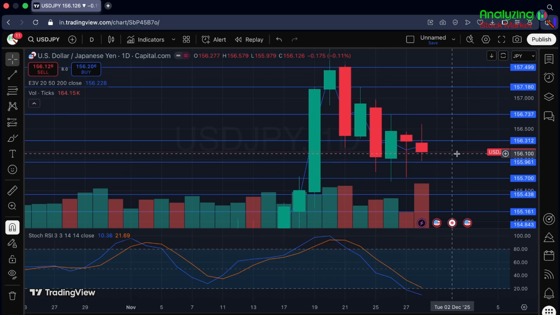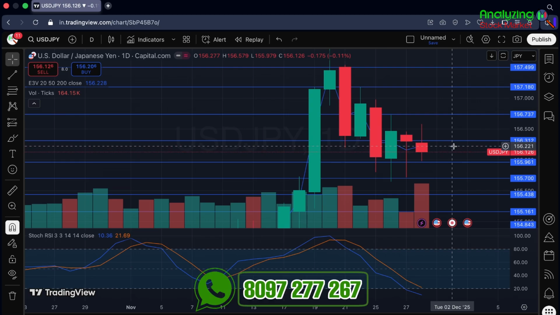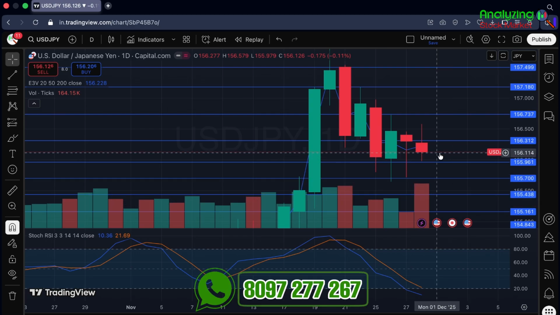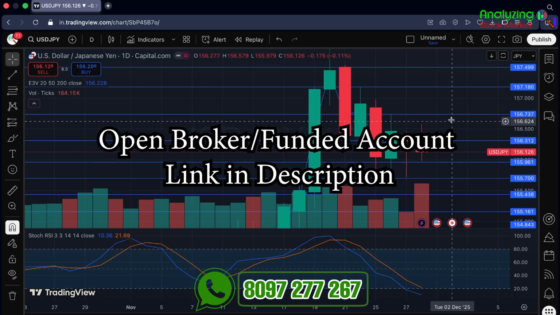So now let's talk about my opinion on the USD JPY pair for this week. According to the previous week closing, I'm expecting a positive move in this trend, that is 156.312 to 156.737. I'm expecting a positive closing in this range for this week. If you're going for any short trade, then you can go for a short trade till 155.961. If a one-day candle or 4-hour candle gets closed below this, then we can go for a short till 155.700. If 155.700 gets breached, then we can see a good fall in USD JPY. Remember that overall my expectation is a bit positive in this range for this week.